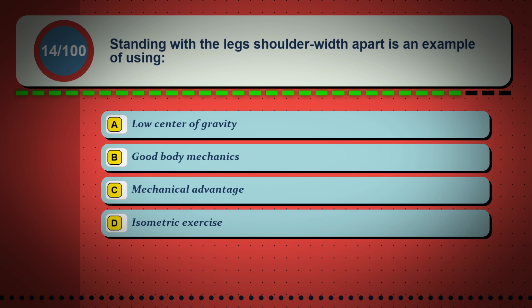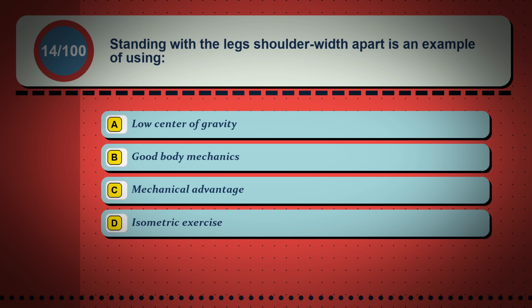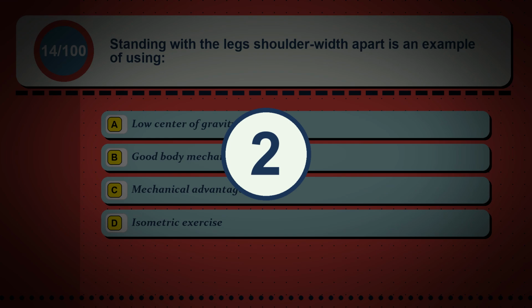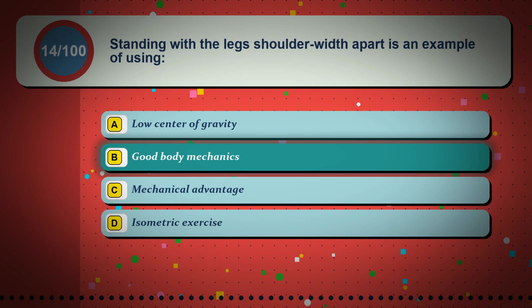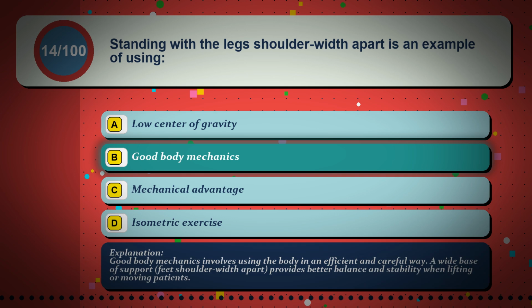Question 14. Standing with the legs shoulder-width apart is an example of using: Option A. Low center of gravity. Option B. Good body mechanics. Option C. Mechanical advantage. Option D. Isometric exercise. The correct answer is option B. Good body mechanics. Good body mechanics involves using the body in an efficient and careful way. A wide base of support, feet shoulder width apart, provides better balance and stability when lifting or moving patients.